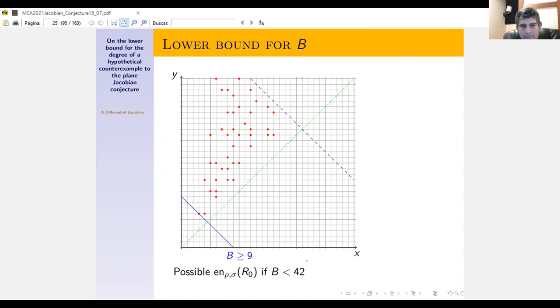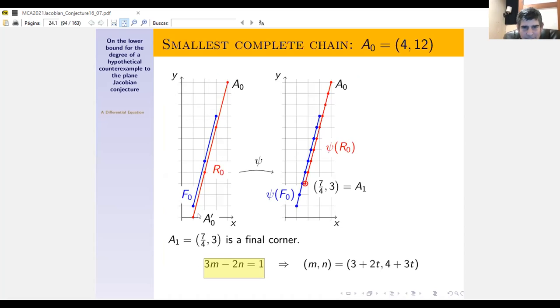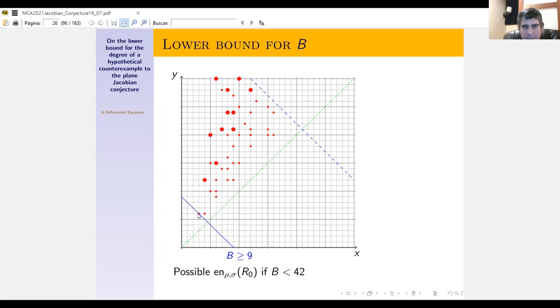So now we have these corners that could be corners where some R could exist, but how many can be continued? We just saw that 3, 6 cannot be continued. So the points that are blinking are the points that can be continued. Okay, sorry. So these are the points that can be continued in this way, cutting the edge until you get a final corner.